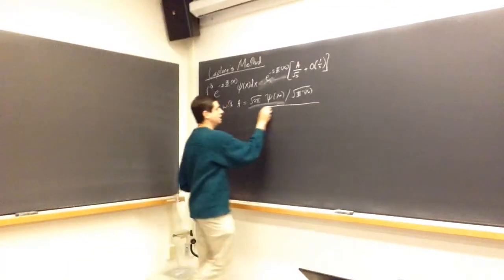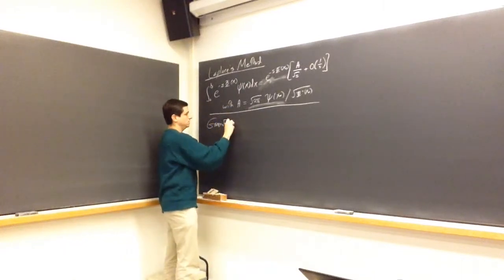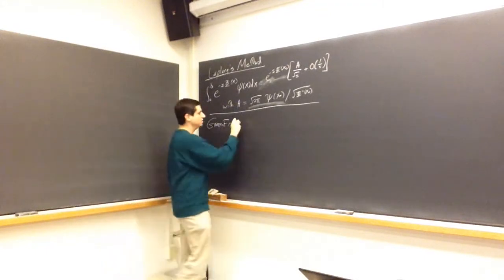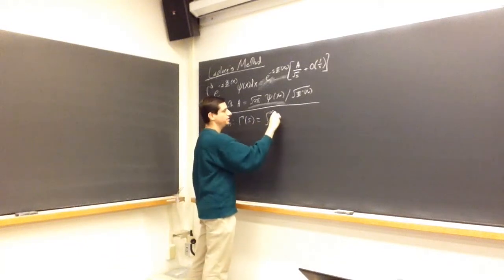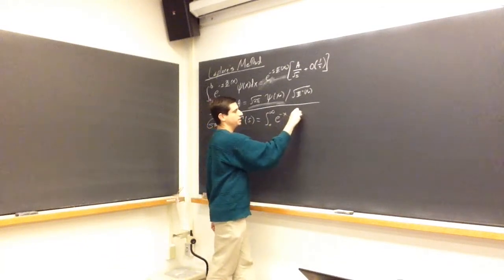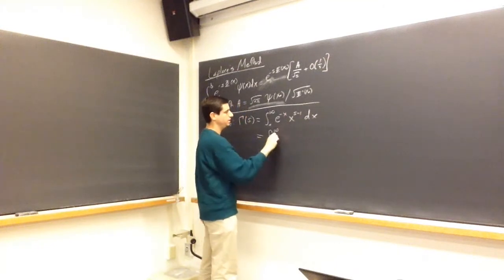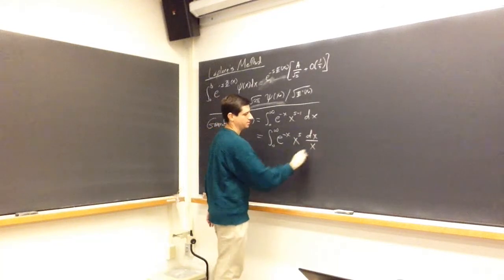So what we're going to look at is the gamma function. And there are natural reasons why we would define it this way. So we're defining gamma of s to be the integral from 0 to infinity of e to the negative x, x to the s minus 1 dx, or the integral from 0 to infinity e to the minus x, x to the s dx over x.